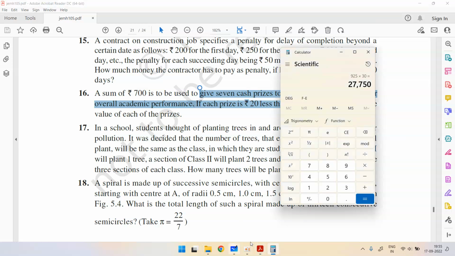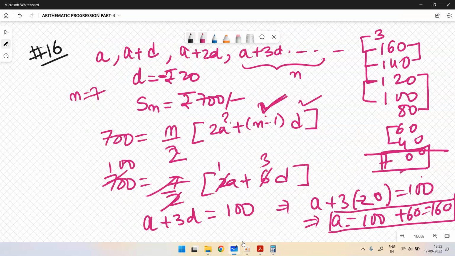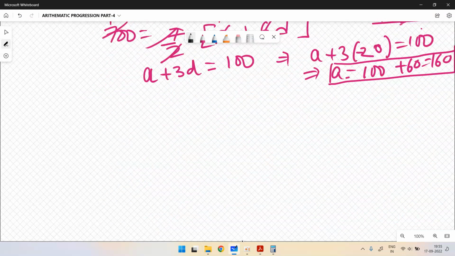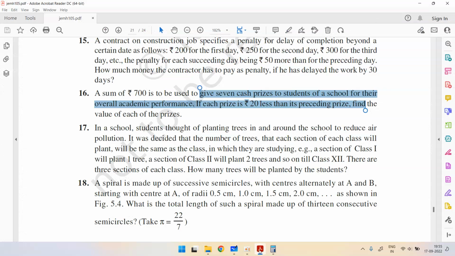This is question 17. This is a good initiative. This must be done in schools. Then the number three is that each section should plant. So there are three sections in each class.